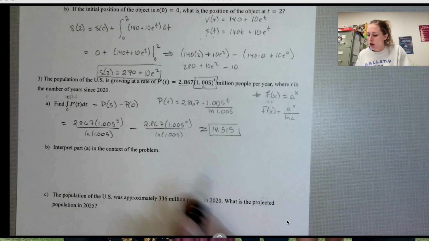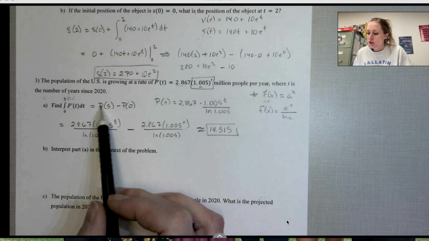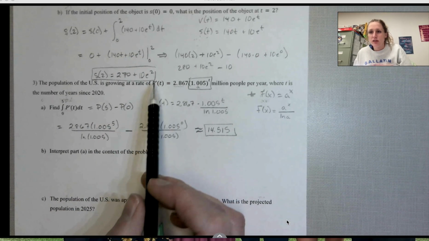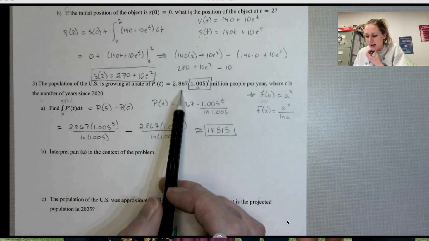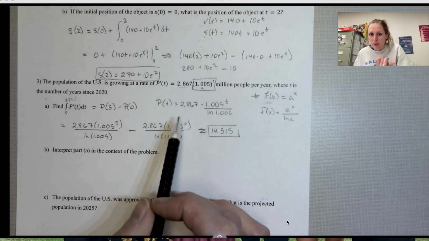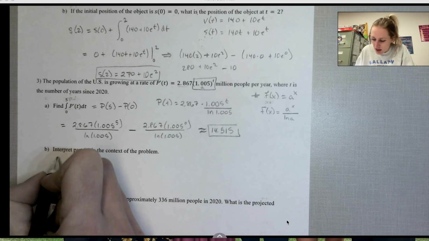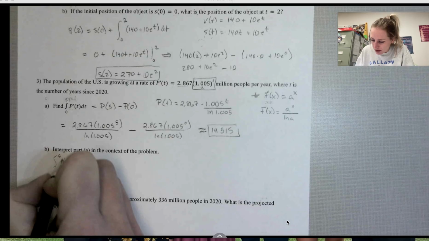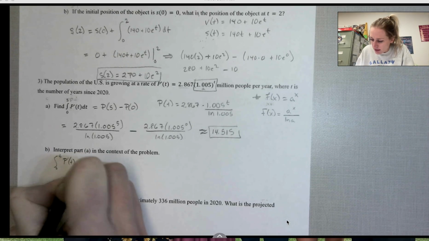Okay, and then part B is asking us to interpret this answer. What does this mean? Okay, so we just found the derivative was a rate of change. So we found in millions of people per year. So we found the number of people. If you guys think about, I'm just going to rewrite that integral really quick. We had a couple problems like this on our last assignment.